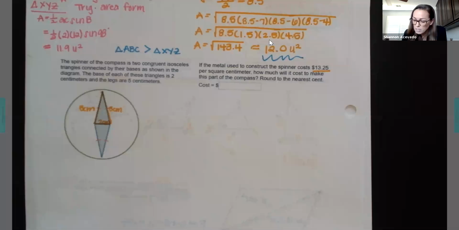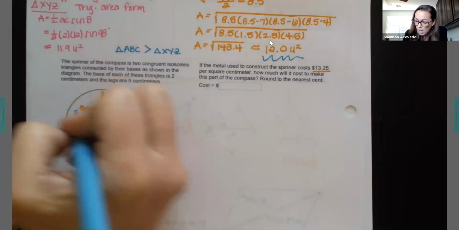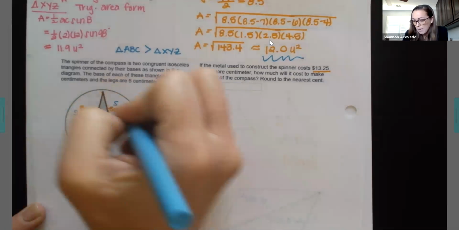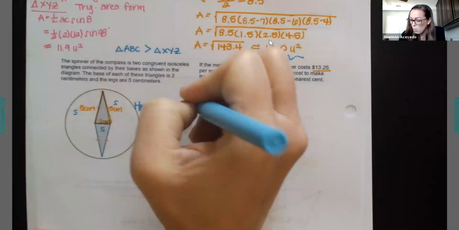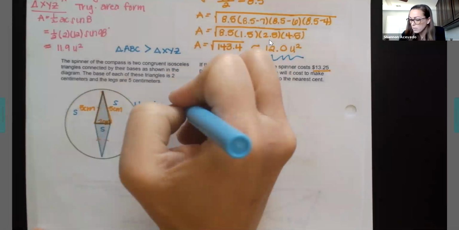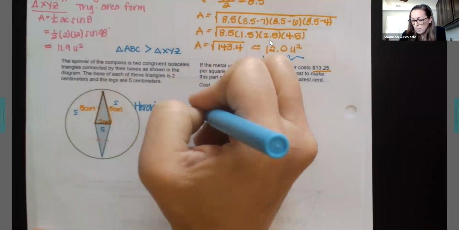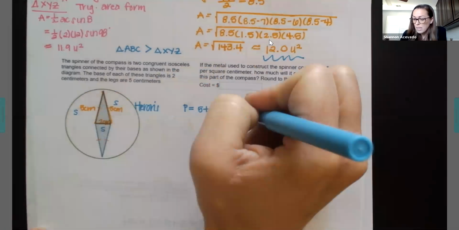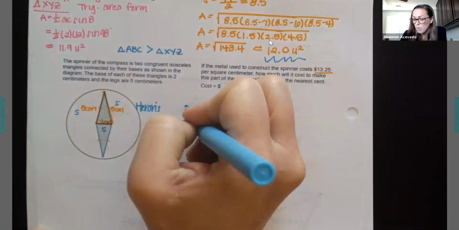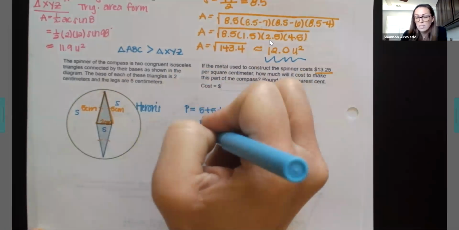And since I know each of my sides, I'm going to use Heron's again. So if I'm going to use Heron's, then I need to figure out what is the perimeter of that triangle. So it's going to be 5 plus 5 plus 2. So it's a perimeter of 12. Then S is going to be my perimeter divided by 2, which is just 6.